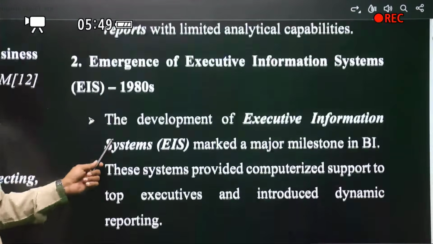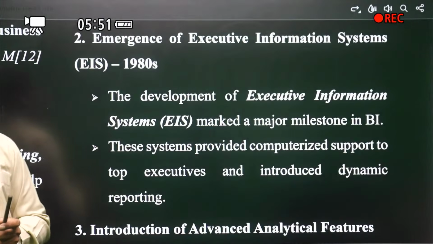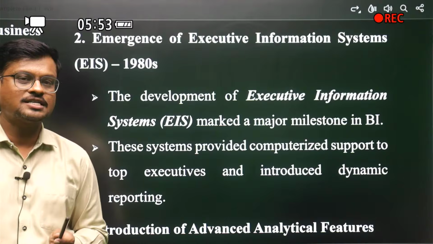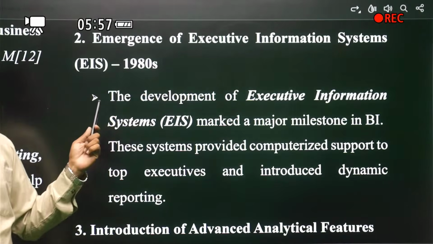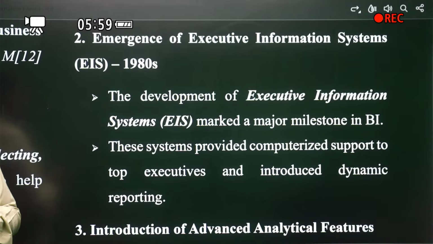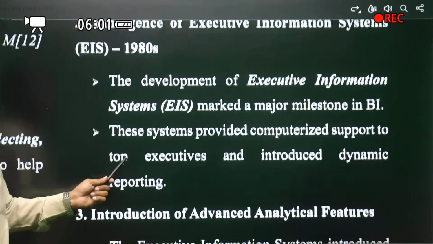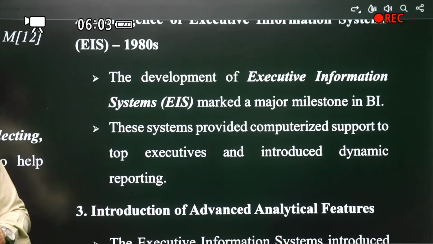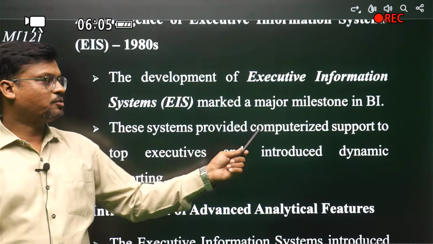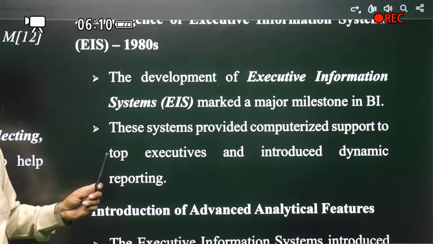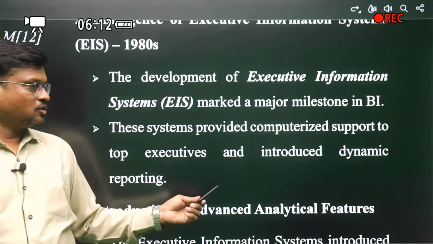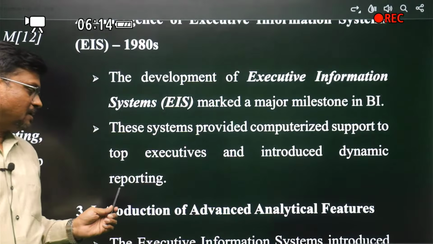The second one is the emergence of executive information systems. We shortly call it EIS. Emergence of executive information systems in the 1980s. The development of EIS marked a major milestone in BI. How? The systems provided computerized support to top executives to introduce dynamic reporting.